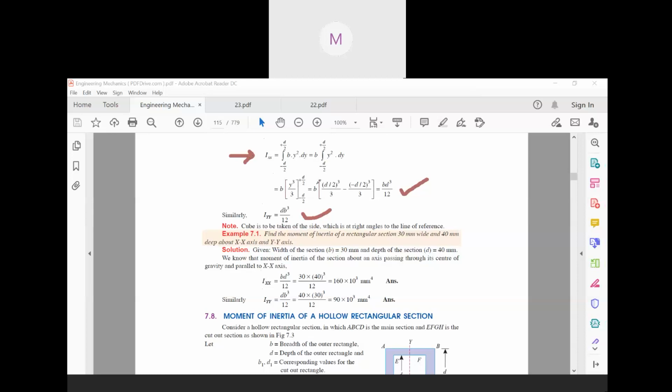Okay, derivation, fine. But apart from derivation, the most important thing is that you have to remember the expressions for Ixx and Iyy. So it is moment of inertia. Is it clear for everyone? Is it clear for everyone, students?